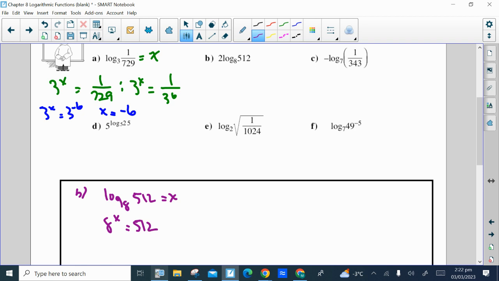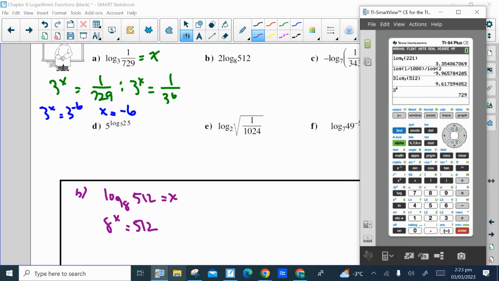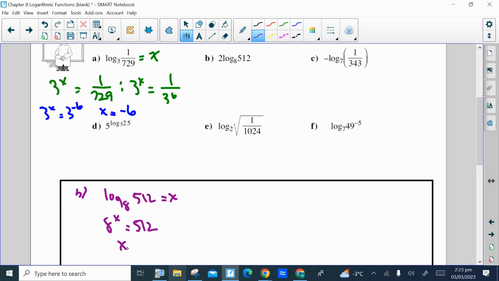We figure out what x would be. Let's see if we can express 512 as a power of 8. 8 to the power of 3 is 512. So x equals 3.